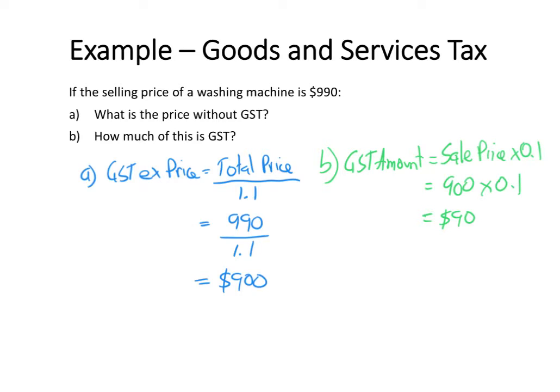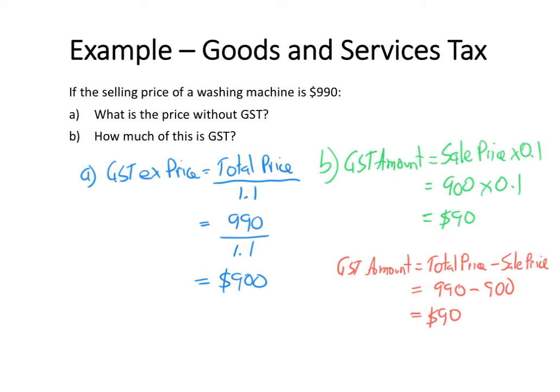Now the second way we could have calculated the GST amount is by taking the total price of $990 and subtracting the sale price of $900. So after writing the formula, substitute in the values. So 990 minus 900 equals $90. So as you can see, using either method, we end up with a GST amount of $90.